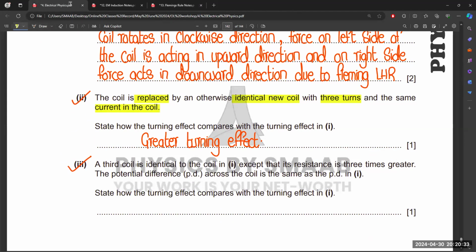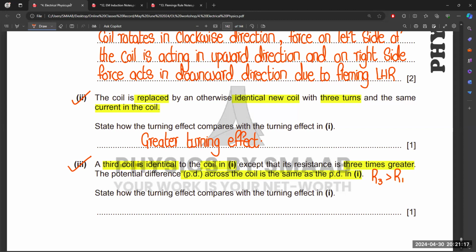Now we have the third coil. The third coil is also identical to the coil in part 1, a single turn coil, but its resistance is 3 times greater and potential difference is same. So potential difference is same just like in part 1, but resistance is 3 times greater as compared to part 1. Now, how does the turning effect compare with the turning effect in part 1? So basically, potential difference is same, but resistance is 3 times greater. So resistance of the third coil is greater than resistance of the first coil.